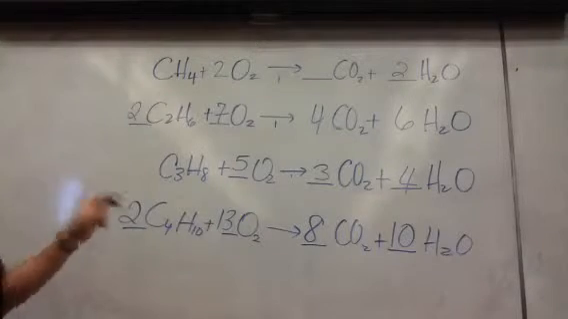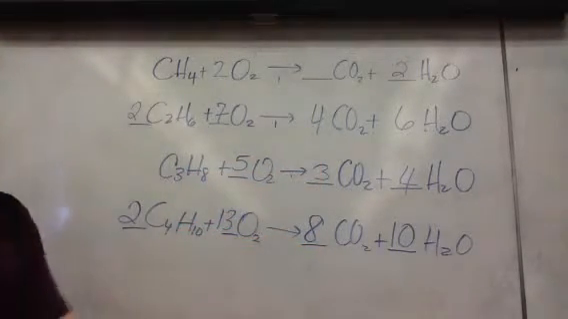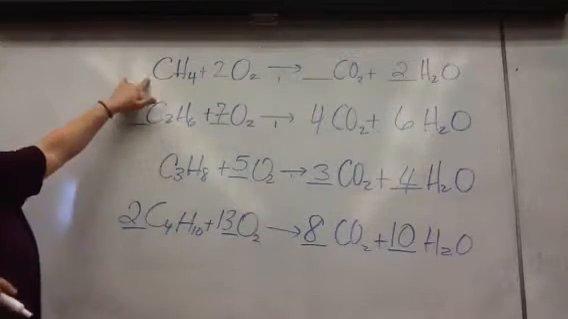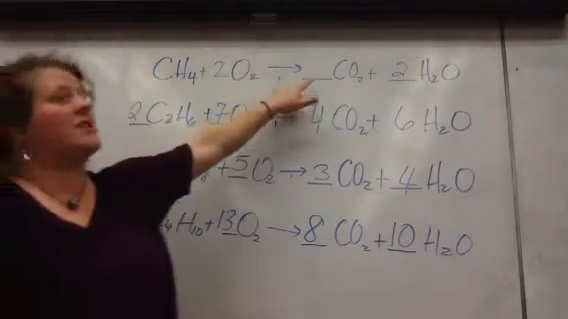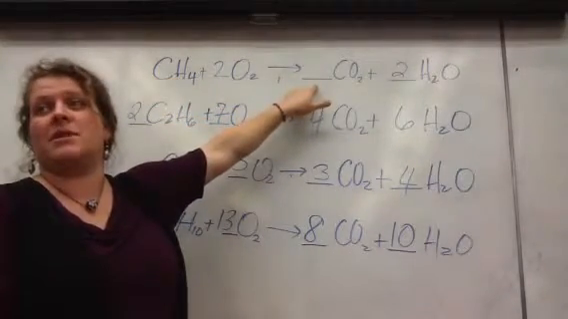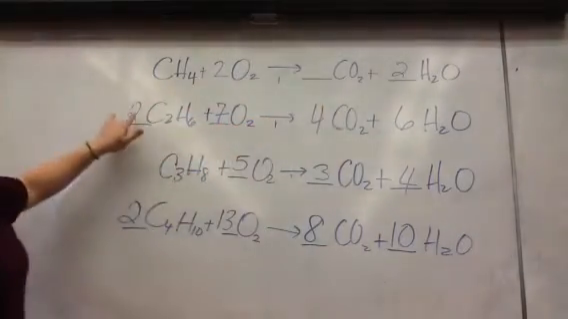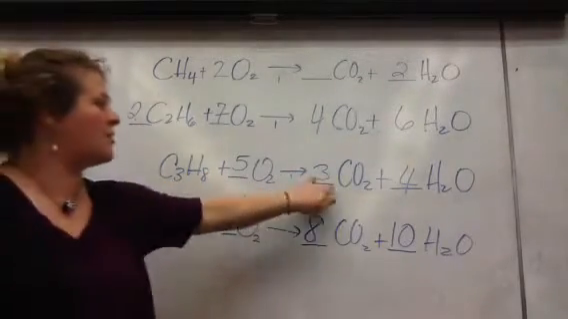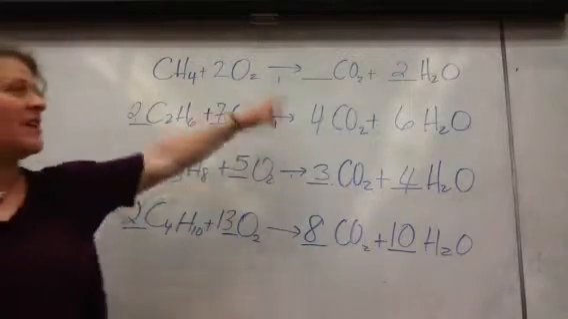The coefficient for the CO2 is always the coefficient for the hydrocarbon times the subscript. So 1 times 1 equals 1. 2 times 2 equals 4. 1 times 3 equals 3. 2 times 4 equals 8. So that's how you get that.